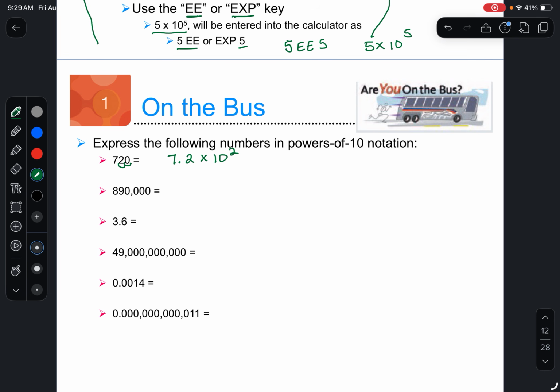Next is 890,000. So I know my decimal place is at the end of that last 0. So now I'm moving my decimal place 1, 2, 3, 4, 5 places. So my answer is going to be 8.9 times 10 to the 5th. Now 3.6, that's between 1 and 10. But you're told to put it in powers of 10 notation, so then that's going to be 3.6 times 10 to the 0.